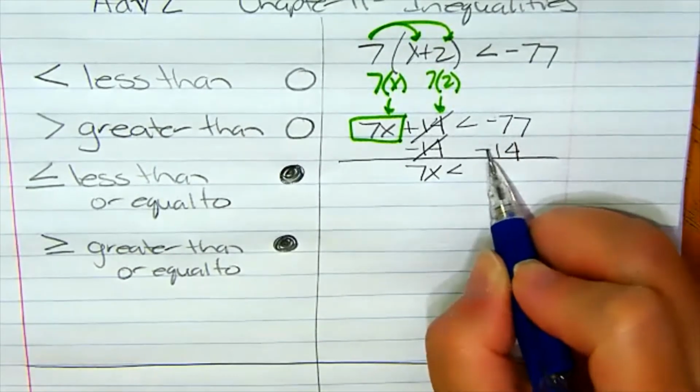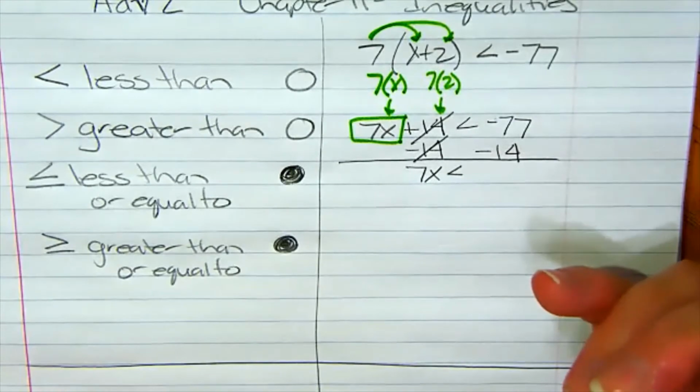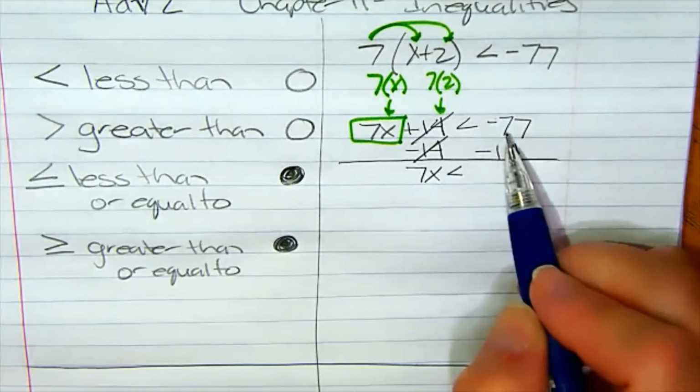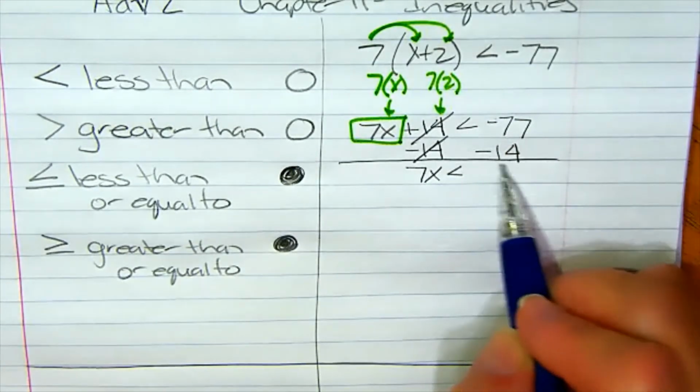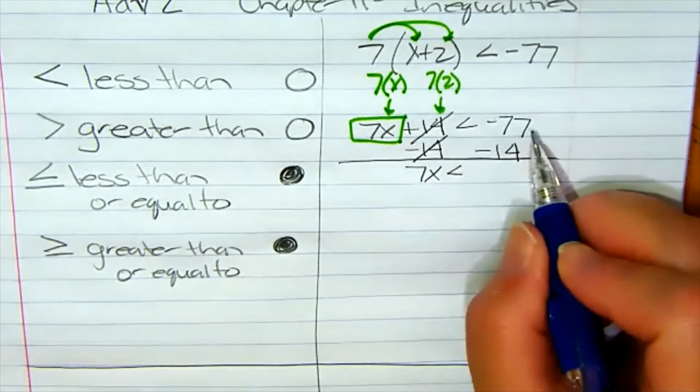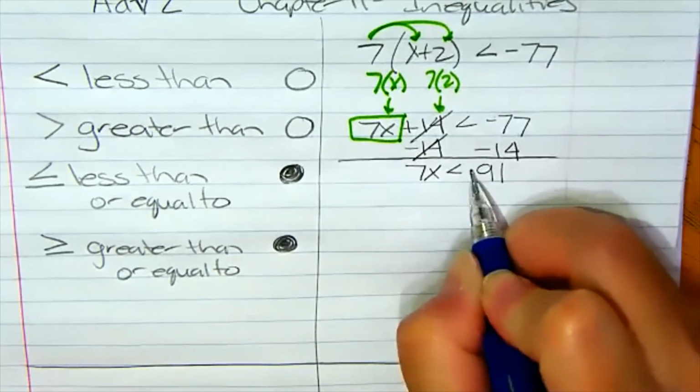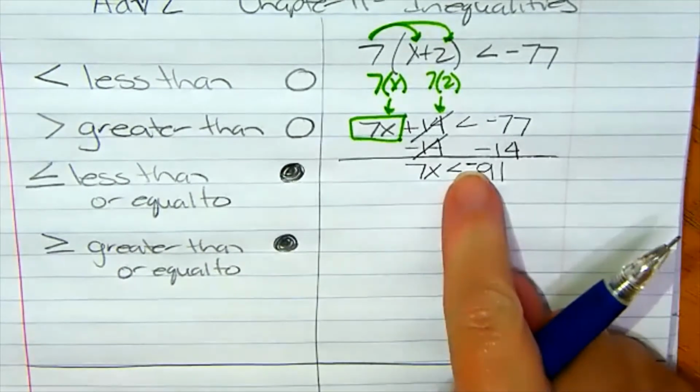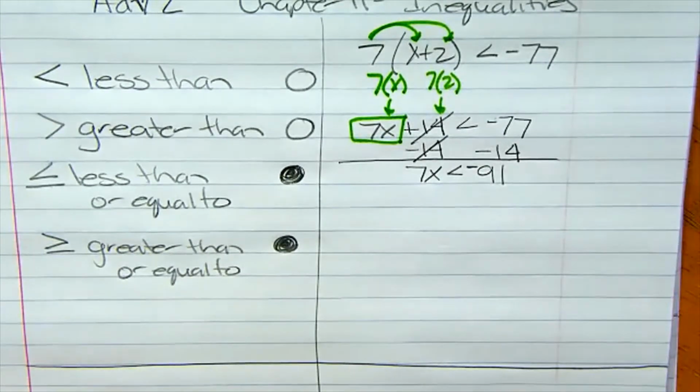I have a negative and a negative, so I'm going to add them together. Remember, negative ninjas like to join forces with negative ninjas. We're going to add them together. So this is 91, and they continue to be negative ninjas. They keep their sign.